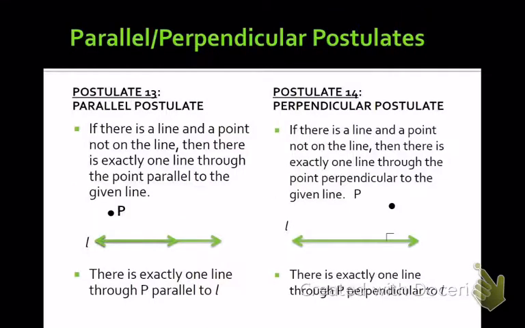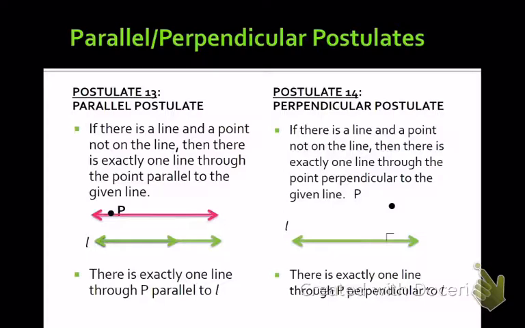All right. Now, with parallel and perpendicular lines, there are a couple of postulates. The parallel lines, basically, knowing that two lines are supposed to be parallel helps us create a line. So if there is a line, so line L here is an existing line, and a point not on the line, then there's going to be only one line that goes through point P that is parallel to line L. So in this picture, there is exactly one line through P that's parallel to L.